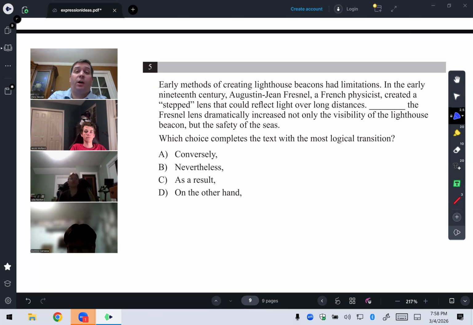So here we have a cause, we need a causal transition to illustrate cause and effect, which is C. As a result, the Fresnel lens dramatically increased not only the visibility of the lighthouse beacon, but the safety of the seas. So not too bad, just add up how many you got right out of 5.